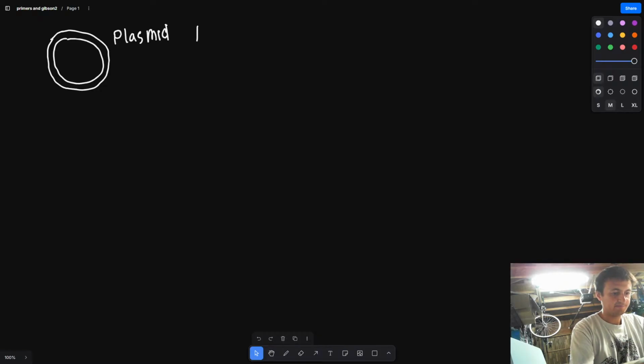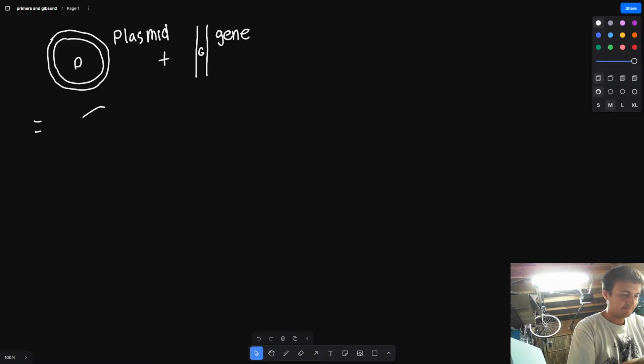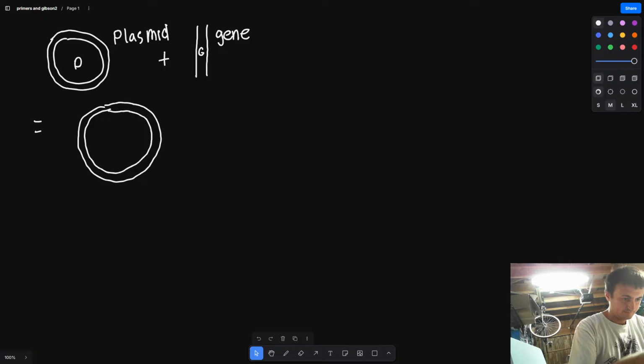And we have a gene, and we're going to call this gene. Let's call this G, let's call this P. What we want to do is end up with P plus G equals, and we're going to get another circle that's bigger. Okay, and this region is still G. So we're basically putting this into the plasmid.